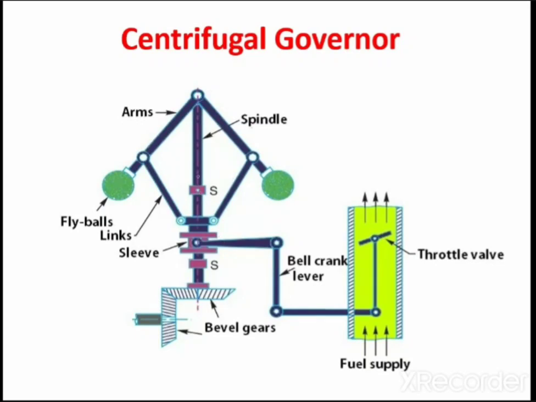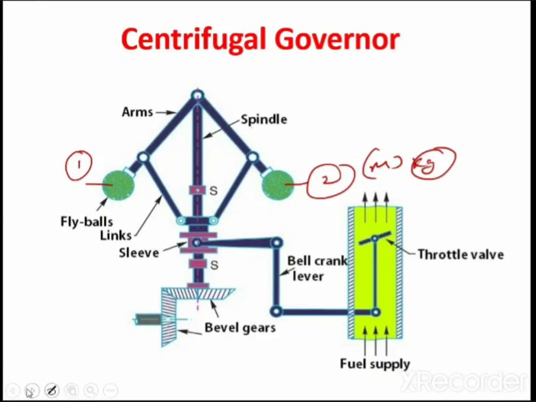So see what you can see. This is the schematic diagram of a centrifugal governor. It consists of two balls, this one is the first and this one is the second. These are called fly balls. Fly balls will have some mass m in kgs. We have number one and number two, right?